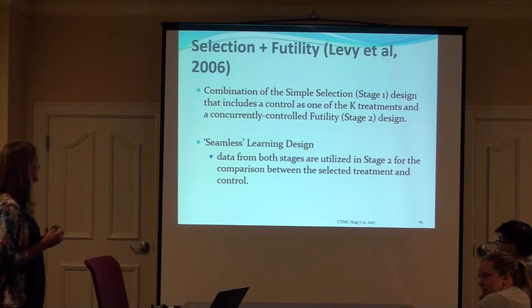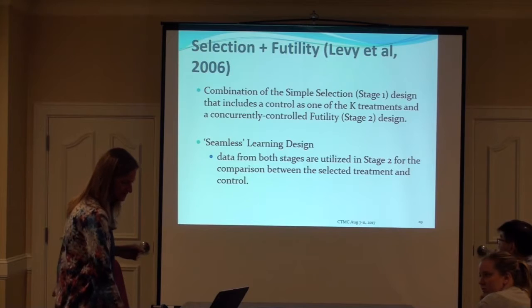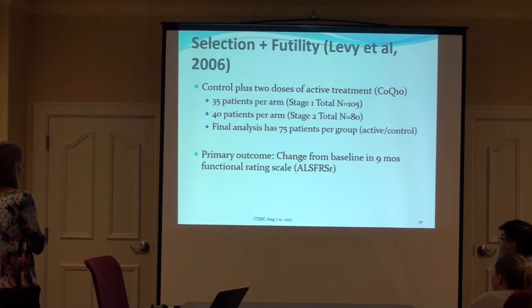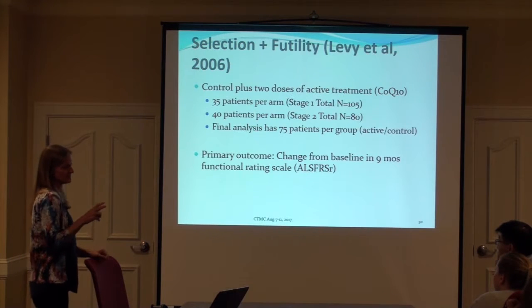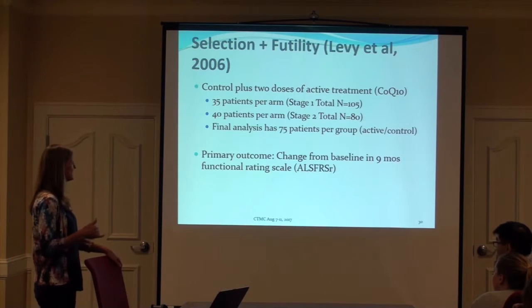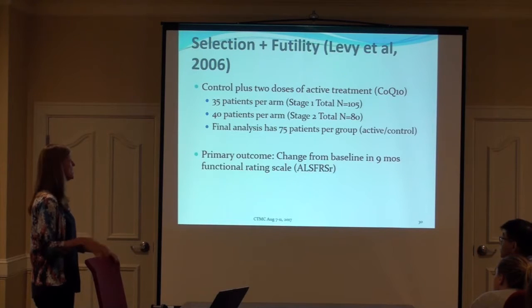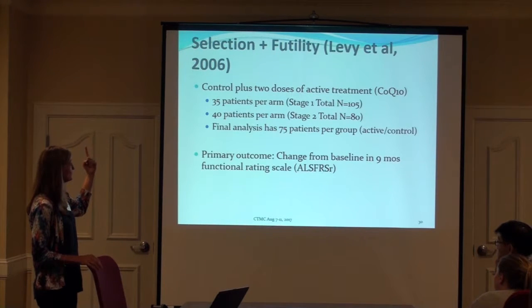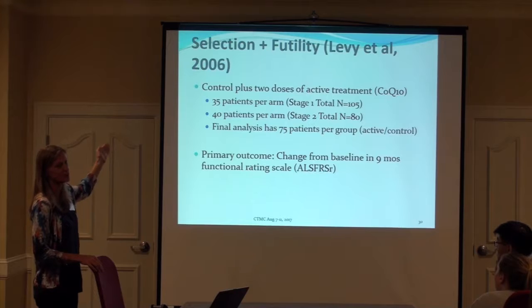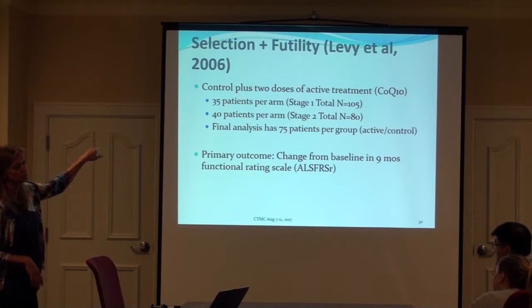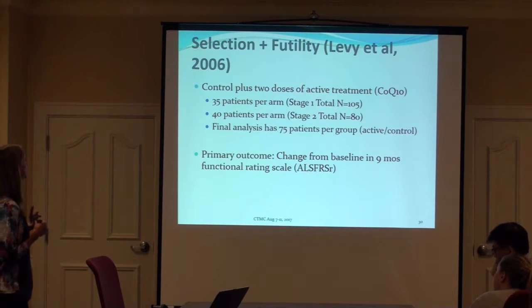Okay. So let's go to the Levy study, which was for ALS. So they ended up having a control plus 2 doses of active treatment. So in the first stage, they want to pick out of those 2 active doses, but they're still going to enroll in the control arm because they know they need the control arm for this final analysis. So the stage 1 is going to have 105 and they're equally randomized, okay, to the 3 arms.